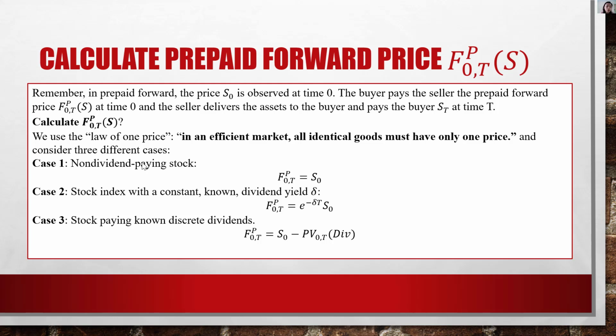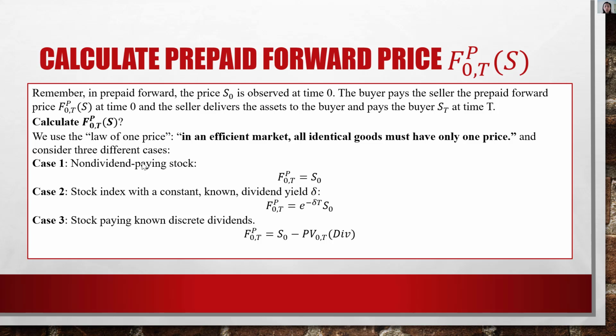The second case, when we buy a stock index with a constant known dividend yield rate delta. In this case, F0T prepaid should be equal to e to the negative delta T times S0. Case 3, when we buy a stock that pays discrete dividends, we get F0T prepaid is equal to S0 minus the present value of the dividends.